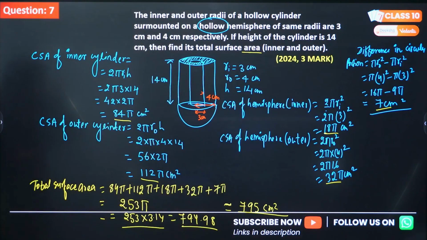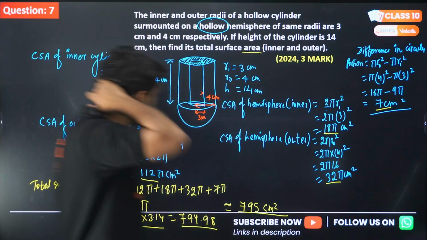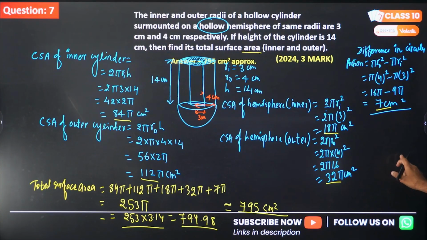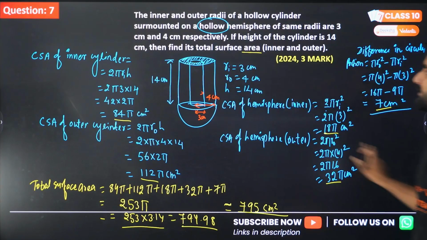I hope you have understood it. So this is an important question. Now come to the next question. 795 centimeter square is the answer here.